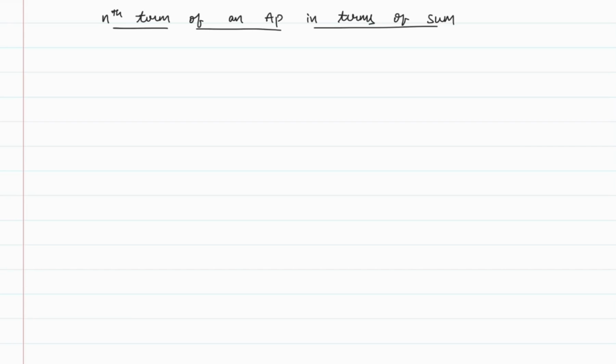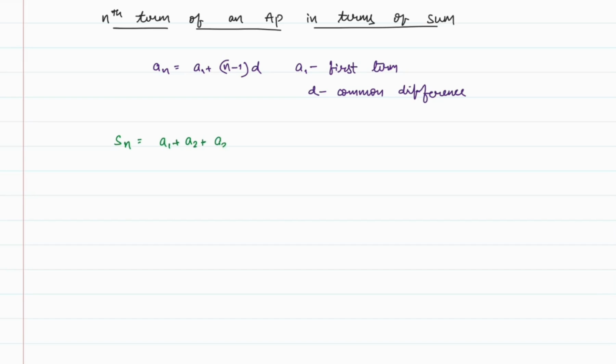So we have seen that the general term of an AP is represented by an equals a1 plus n minus 1 into d, where a1 is the first term and d is the common difference. Then the sum of n terms is represented by Sn, which is equal to a1 plus a2 plus a3 and so on up to an minus 1 plus an, because we are simply adding the n terms of an AP.